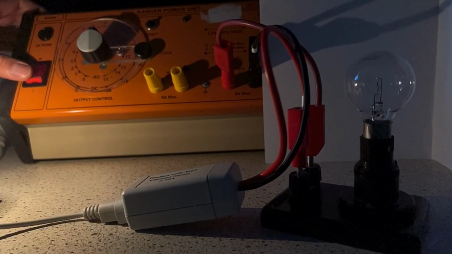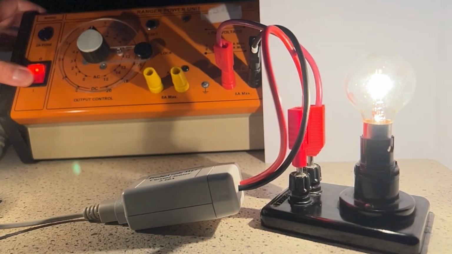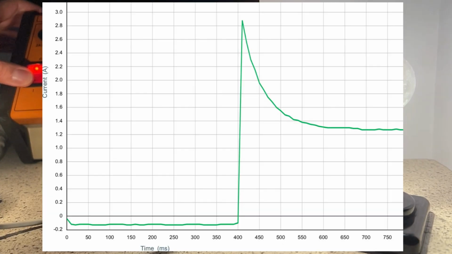sensor, and when I turn on the bulb, that will record a current-time graph for me. Let's understand what's going on in the current-time graph. So we've got a slight zero error, but the current should be zero all the way along here. And then this is the time when it's turned on, and almost immediately, probably limited by the sampling time of the current sensor, the current jumps up to a high value.